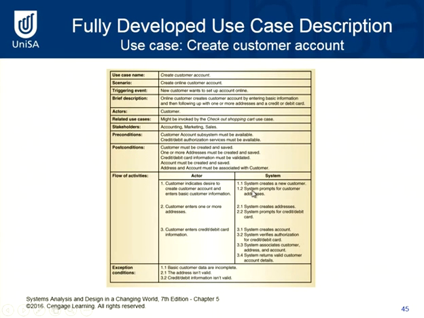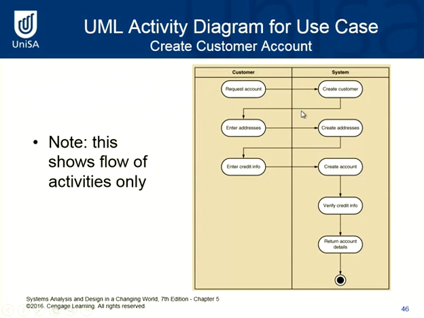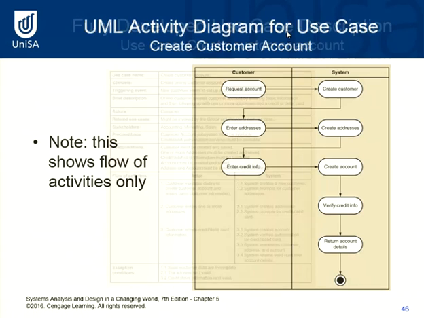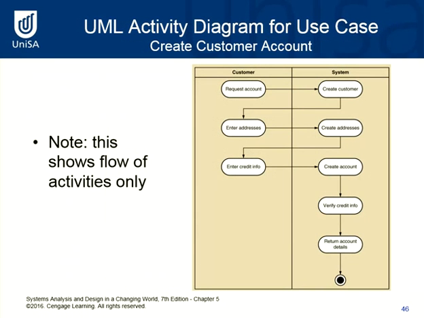Another use for the UML activity diagram is converting what goes on in the flow of activities for a use case description into an activity diagram. Similarly, or vice versa, you can go backwards. Okay? You can have an activity diagram for a scenario, and you could be asked to then create a fully developed use case description based on what goes on in that activity diagram. So it's kind of a two-way thing.